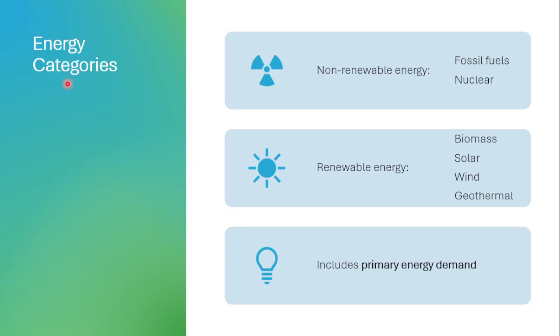Let's have a look at the energy categories in the CED. The CED divides energy use into different categories. This includes non-renewable energy sources like fossil fuel or nuclear, and also renewable energy resources such as biomass, solar, and wind. This method calculates primary energy demand, meaning the total energy extracted from nature before conversion. This helps us understand how much energy is truly required by systems.